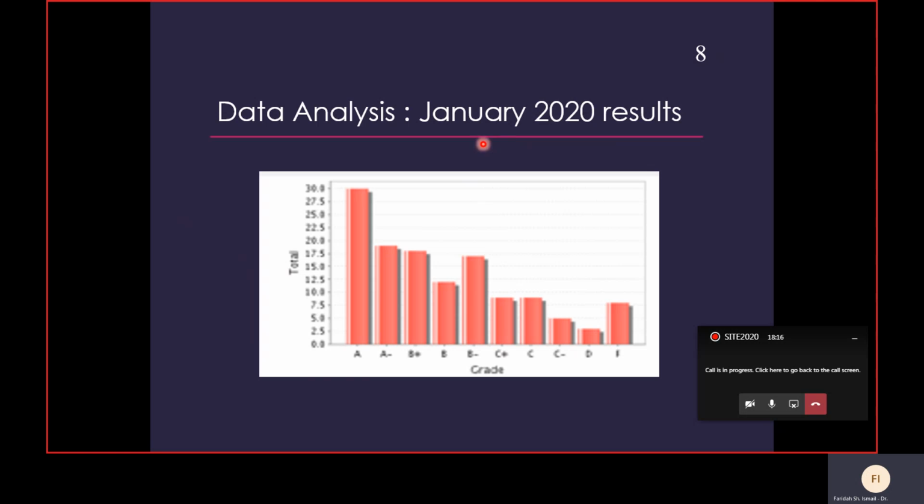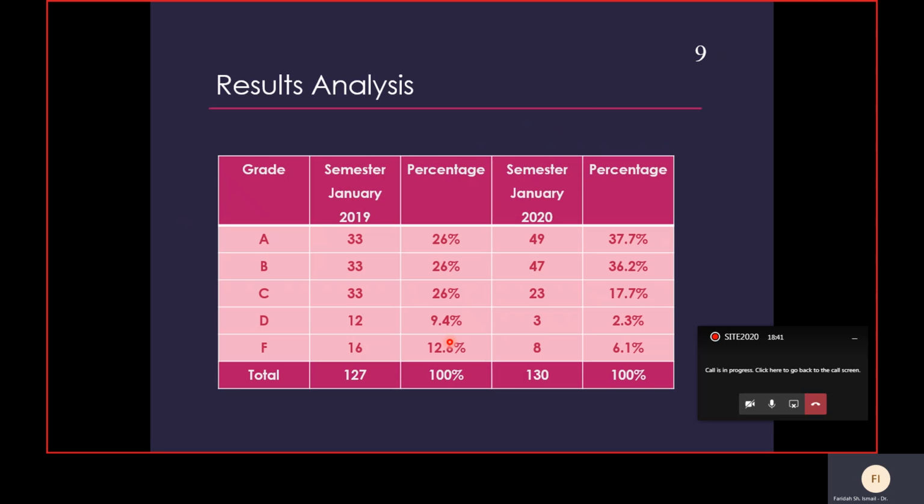On the January 2020 results, whereby we did the delivery using online mode, we can see the result is different now, whereby the grade A students is alhamdulillah very high. However, the failure rate is reduced drastically. So it shows something here on the online mode.